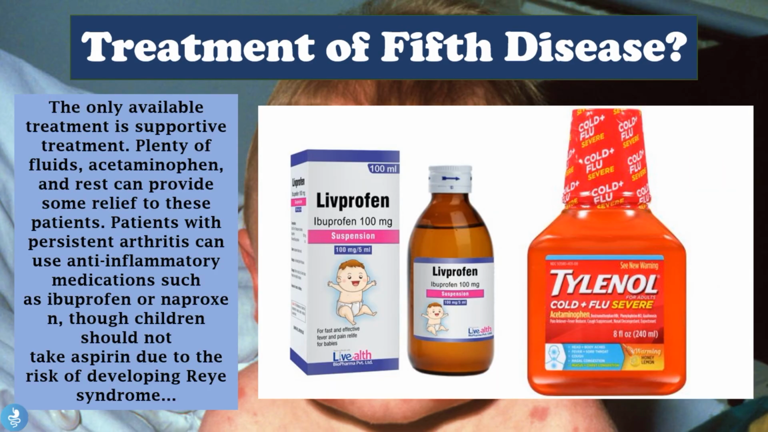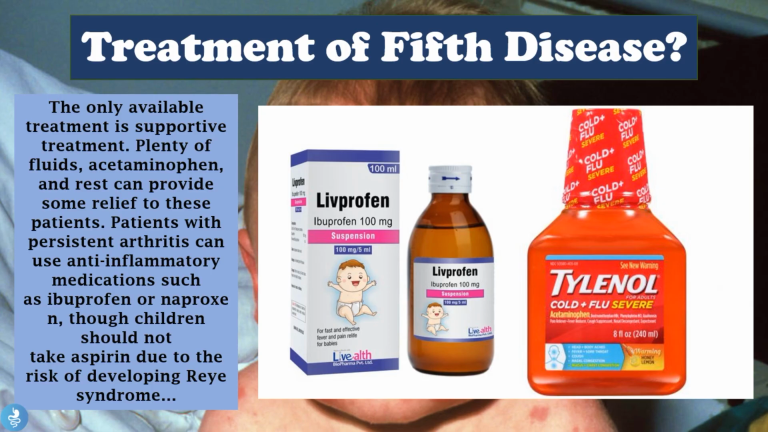And finally, let's talk about the treatment of fifth disease. The only available treatment is supportive treatment. So plenty of fluids, acetaminophen, and rest can provide some relief to these patients. And patients with persistent arthritis, which is usually teens and adults, can use anti-inflammatory medications such as ibuprofen or naproxen, though children should not take aspirin due to the risk of developing Reye syndrome.